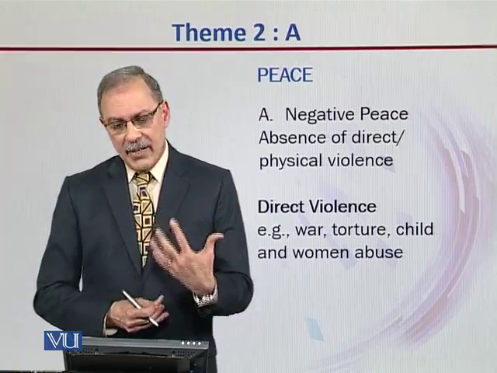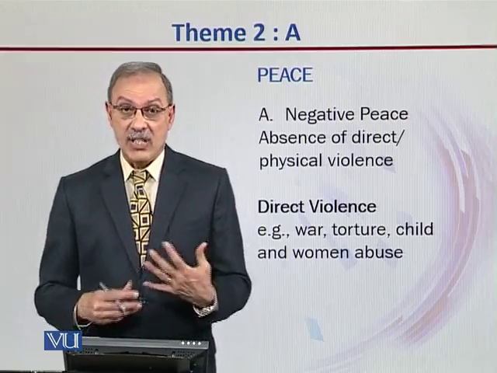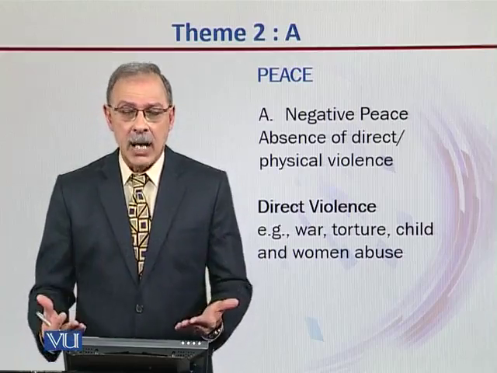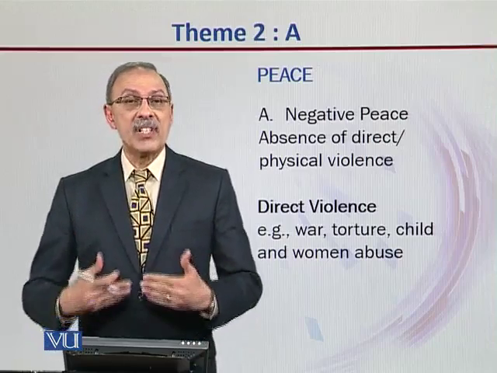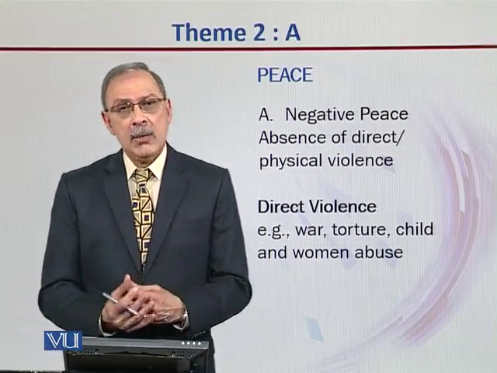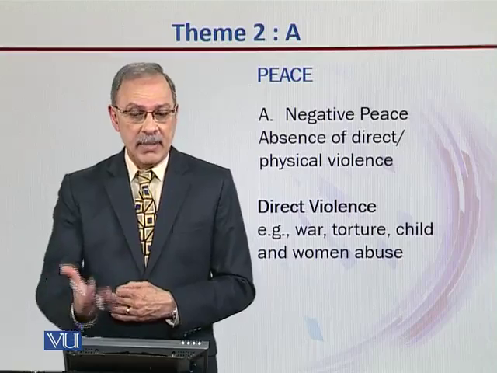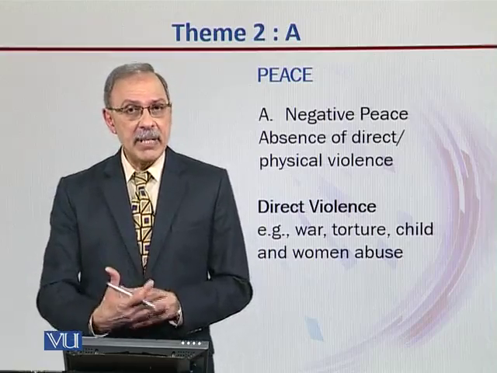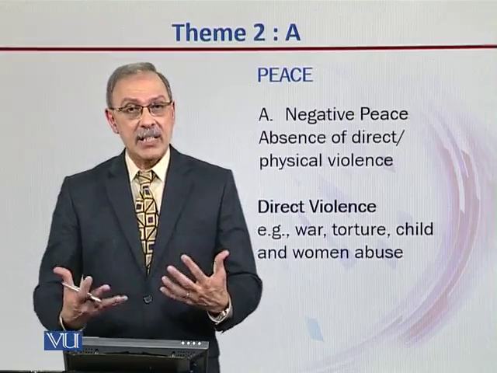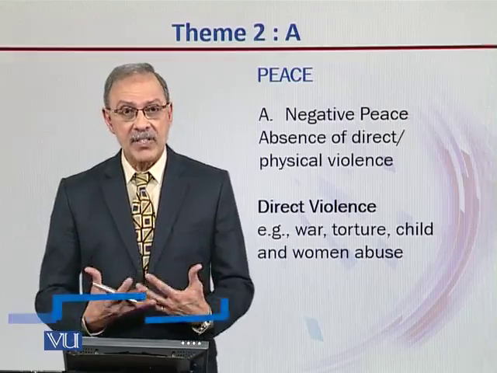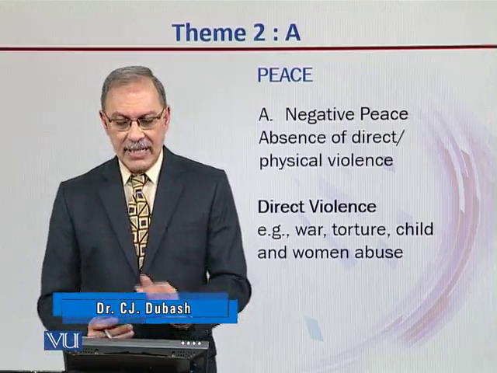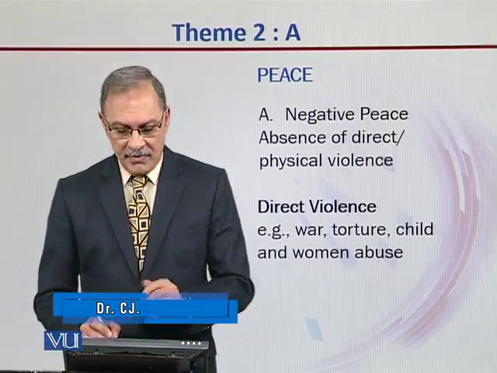What do we mean by direct violence? Direct violence is war, torture, child abuse, women abuse, for example, because these violences can be seen. Wars are not hidden. You see them if they happen. Torture, when somebody tortures somebody else, it's visible, it's obvious. Child abuse and women abuse are also obvious, although they may not surface to the societal level, but where they happen, they are obvious, they can be seen. So when these kinds of things are not present in society, negative peace seems to prevail.